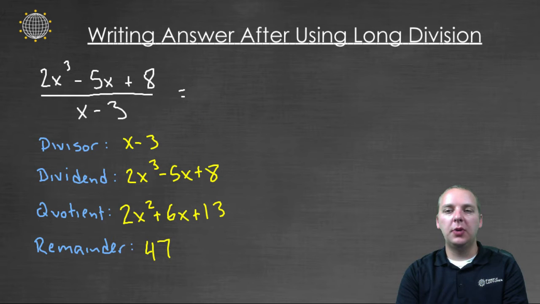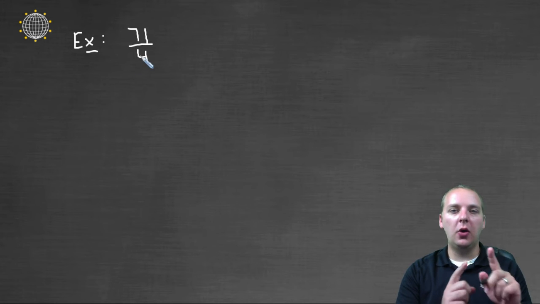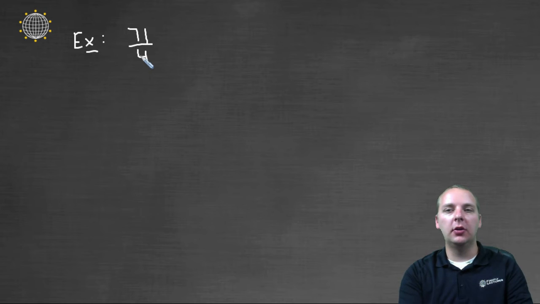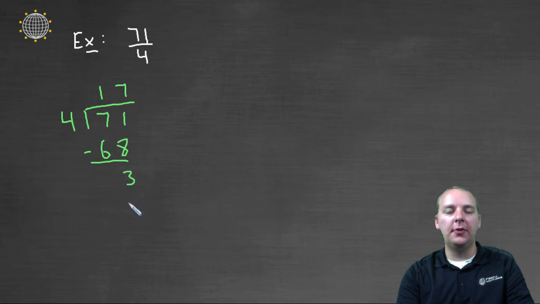To answer this question, we're actually going to look back just for a moment at a numerical example and try to figure out what goes where in our particular answer. So I'll do this very quickly. If we take 4 and divide it into 71, I'll spare you the algebra. It goes in a total of 17 times. 4 times 17 is 68, which leaves a remainder of 3.